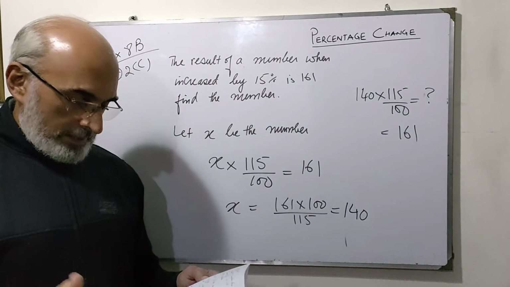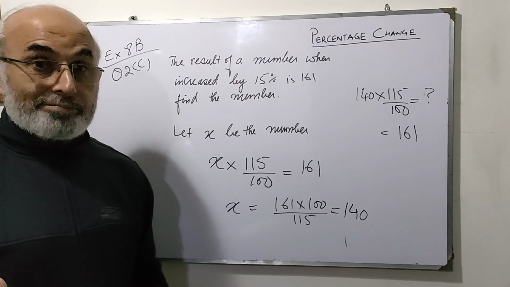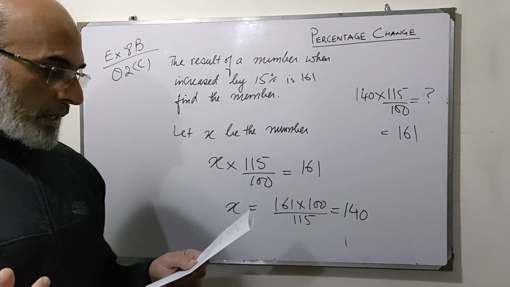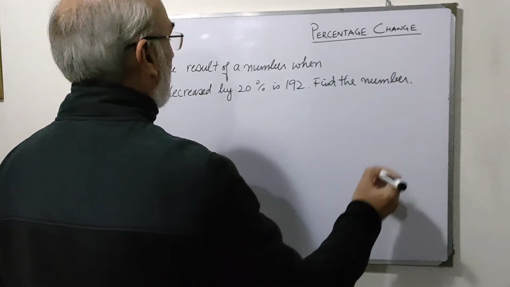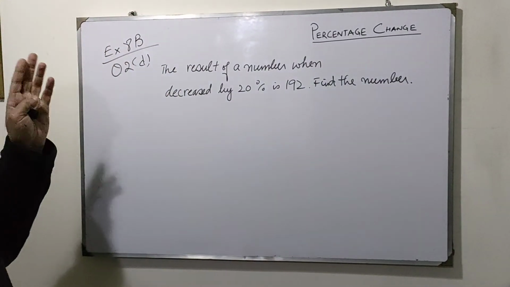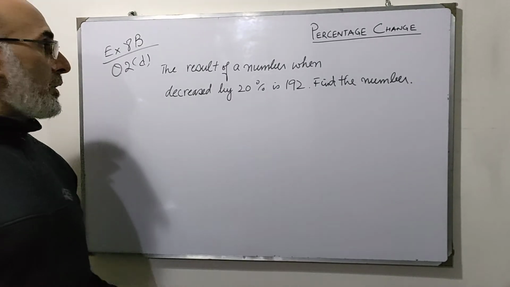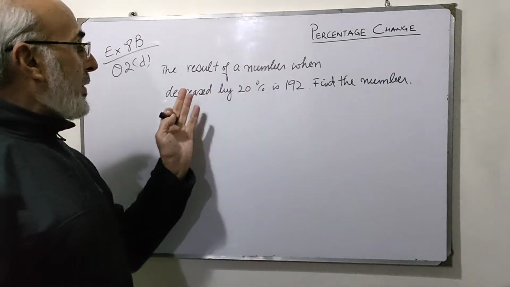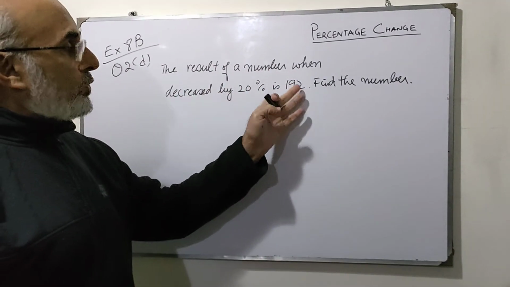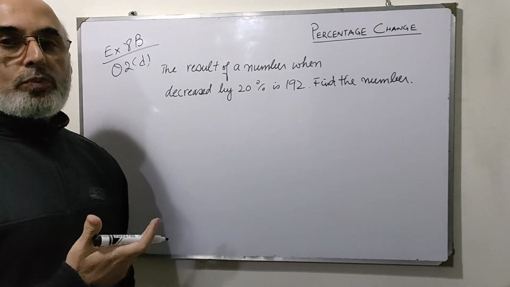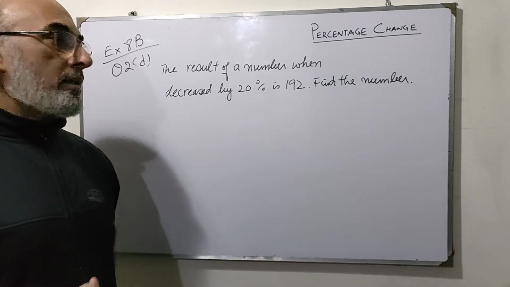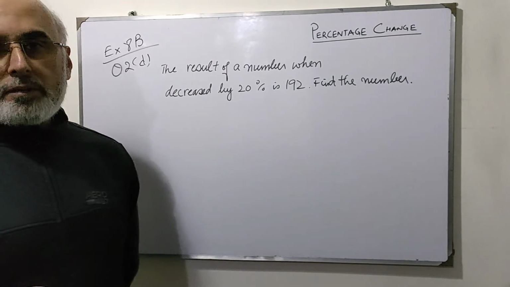Okay, now let's do another part of this question. Now let's do part B of question number 2. The result of a number when decreased by 20% is 192. Find the number. Now, as we have done the increased part, the decreased part is similar.